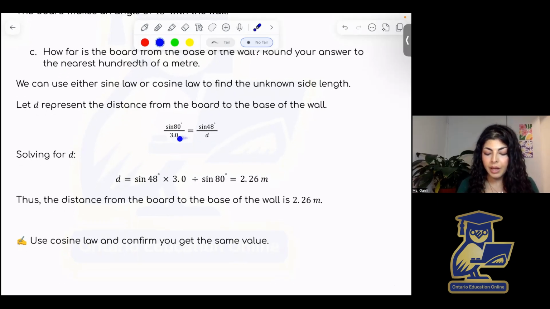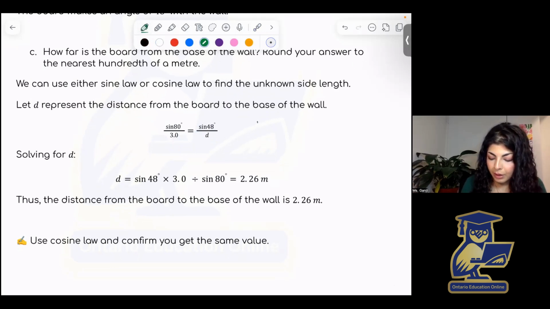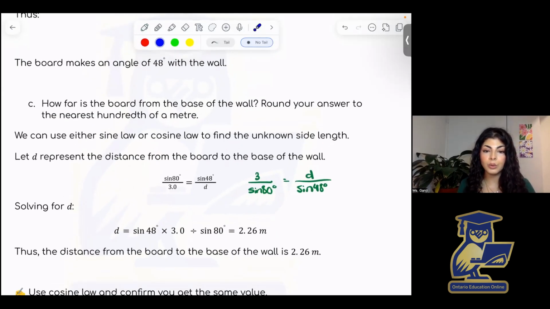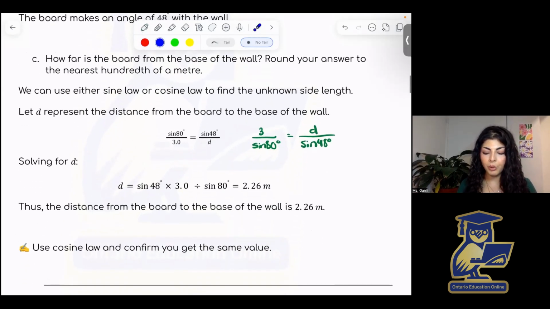So solving for D here, I am multiplying these two terms, dividing by sine of 80 degrees. You could have also written this as 3 over sine of 80 degrees is equal to D over sine of 48 degrees, because we are solving for D. So then we would have just 3 times sine of 48 degrees divided by sine of 80 degrees. And this produces 2.26 meters, and we were told to the nearest hundredth of a meter, so 2 decimal points. So the distance from the board to the base of the wall is 2.26 meters.